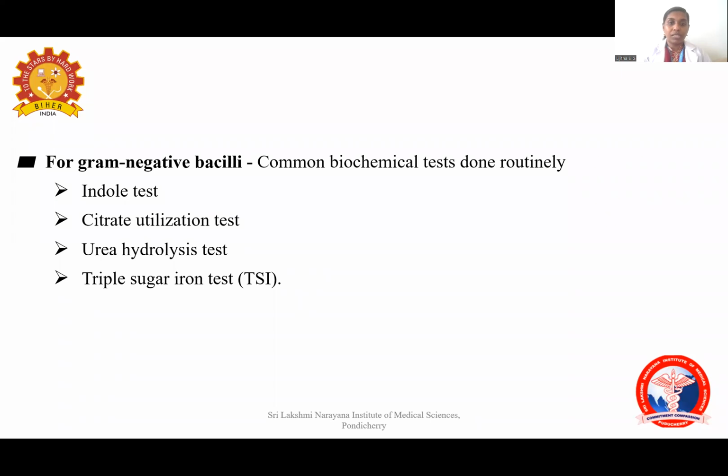Then for gram-negative bacilli, additionally, we will be doing a set of biochemical tests, which include indole, triple sugar iron agar test, then urea hydrolysis test, citrate utilization test, and nitrate reduction test. These are certain biochemical tests which we will do commonly for gram-negative bacilli.